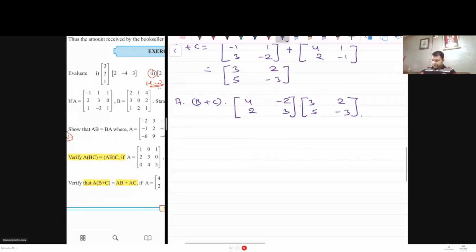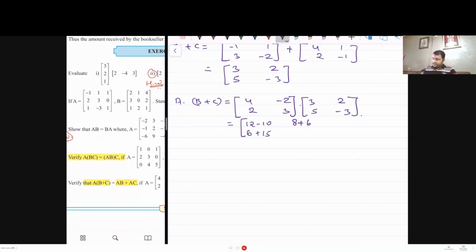Now I believe the multiplication is quite simple for everybody over here. So you will get over here 4 into 3 that is 12, minus 2 into 5 that is 10. So 12 minus 10, let me write it like this for you first. Then it will be 4 into 2 that is 8, minus 2 into minus 3 that is positive 6, 8 plus 6. Then 2 into 3, second row first column, 2 into 3, 6. And 5 into 3 or 3 into 5 that is 15. So plus 15 I will get over here.